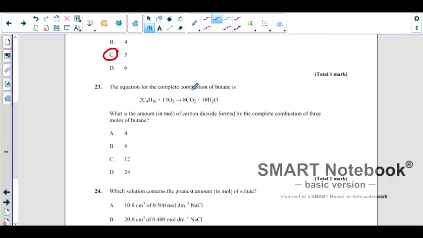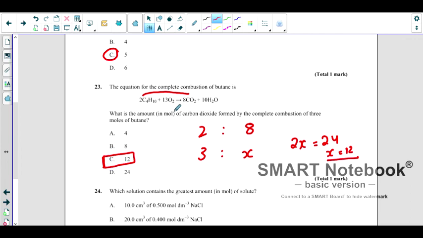The equation for complete combustion of butane is given. What is the amount of carbon dioxide formed by the complete combustion of 3 moles of butane? Simple ratio question. 2 moles is reacting and giving you 8 moles. 3 will give you how much? X. So 2x is equal to 24, x equals 12. So we have here 12. We don't care about the limiting reactant here because he told us to do it for 3 moles. So we can do it directly.